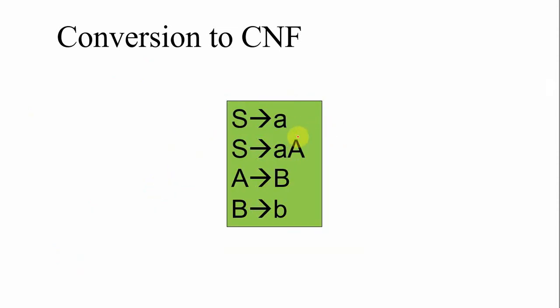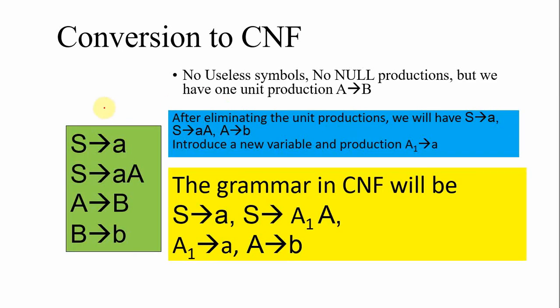S gives A, S gives AA, A gives B, B gives b. It is not in CNF. Let's go for the conversion. First step is simplification. Are there any useless symbols? No, there are no useless symbols, and we don't have any null productions either. But we have a unit production, A gives B. Instead of this, we'll have B.